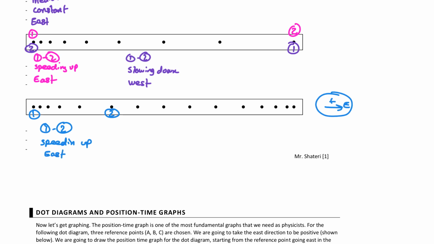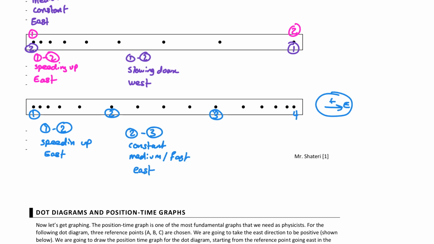And then we can say that from 2 to 3, this region from here to here, this interval, they are going at a constant speed. They're going quite fast or medium speed, so medium slash fast speed, and they're moving in the east direction.